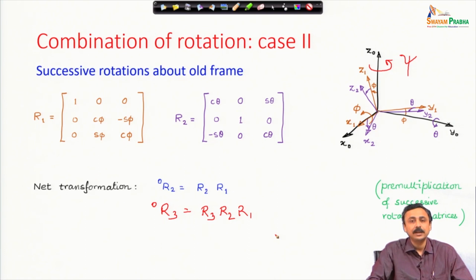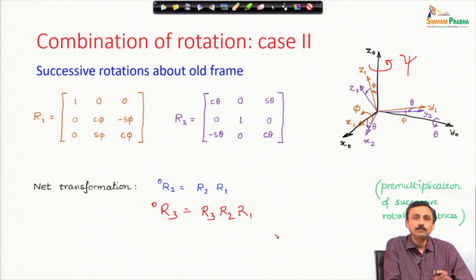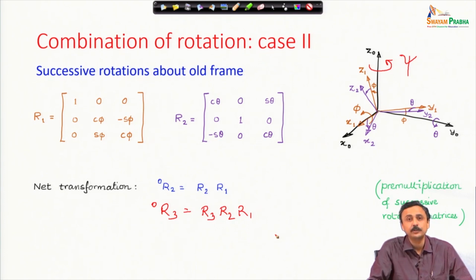This gets pre-multiplied, whereas when successive rotations are about the new frame, it always is post-multiplied. The new frame rotation gets post-multiplied in the same order as you give the rotation, but when you give rotations about the old frame, every time about the old frame, the matrix corresponding to the newer rotations will get pre-multiplied. Now, this is a major difference and you have to be careful about this. Which axis are you taking in successive rotations, which axis are you taking for giving the next rotation.